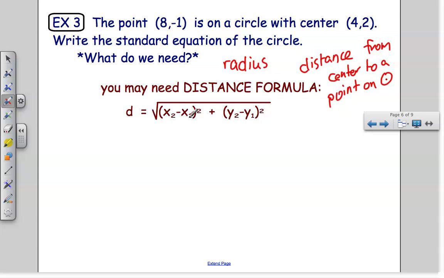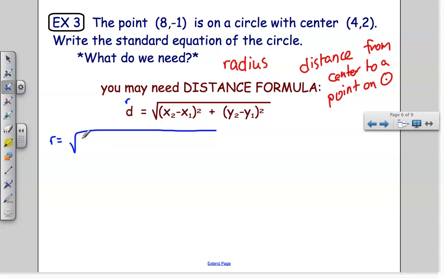Remember, distance formula is basically Pythagorean theorem. It looks a lot like a circle equation. You subtract the x's, square them, plus subtract the y's, square them. And then we take square root, because it would have been d squared, and we undid that by taking square root. So distance in this case is actually radius, right? Because we're finding distance from the center to this random point. So what is the radius of this circle?